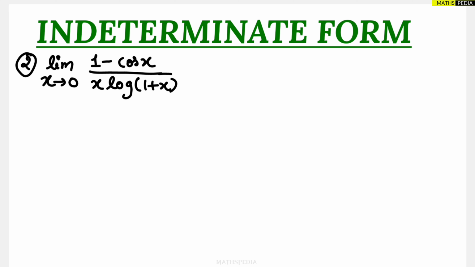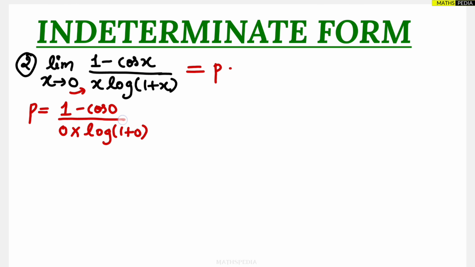Okay. Now here, what happens? Let us see. Let me name this function as p. Just naming, you can name anything, it is fine. Now we'll put the limit. So the p value, put the limit x equal to 0: 1 minus cos 0 divided by 0 into log of 1 plus 0. Now cos 0 is 1, so 1 minus 1 is 0, and 0 into anything is 0. So 0 by 0 form you are getting. That means we have to go for the L'Hospital's rule.